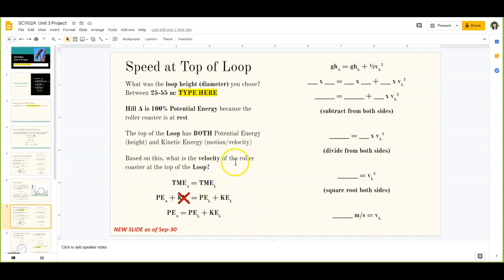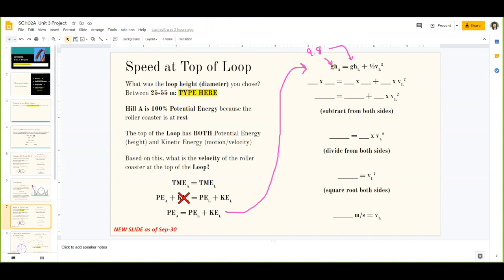Based on this, we want to know what is the velocity of the roller coaster at the top of the loop. So remember that based on this, we had a class on how we can get over to this equation. So make sure that if you haven't done this yet, that you take a look at the total energy video. That way you understand how we got to this equation. But we do know that g times h of the height at hill A equals g times the height of the loop plus 1/2 times the velocity at the top of the loop squared. Remember that g is our magic number, so this is going to be positive 9.8 here and here.